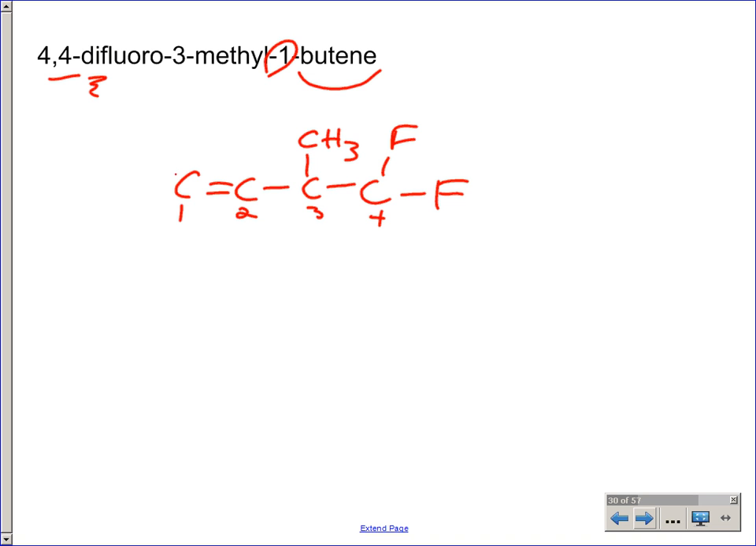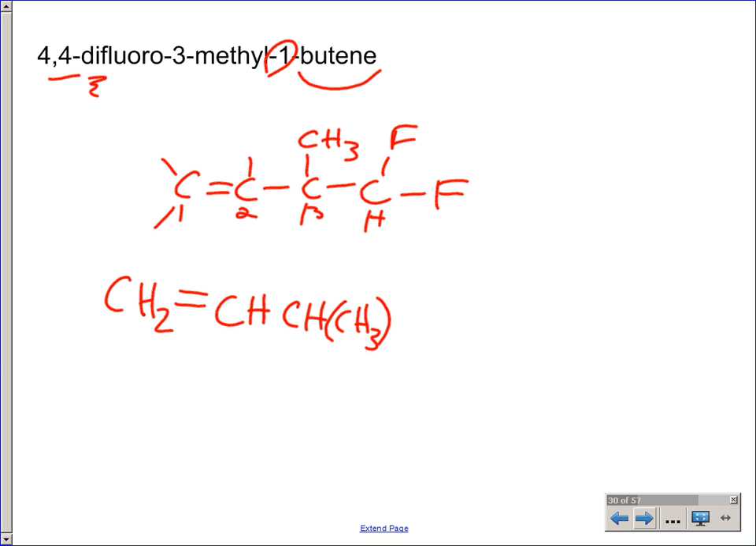So the very first one, you've got 2 H's here. The second one, you have 1 H. The third one, you have another H. The fourth one, you have another H. So writing this in condensed format, you have CH2, double bond, CH. And then you have your third carbon with a hydrogen on it, as well as a substituent, which is a methyl group. And then your final carbon has 1 hydrogen and 2 fluorines. Writing it with the double bond is important, and your methyl group is important.